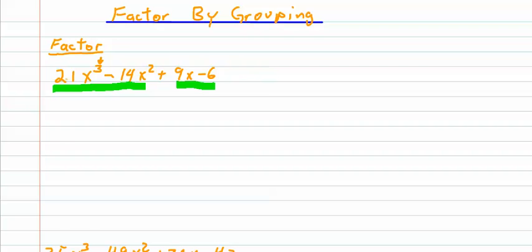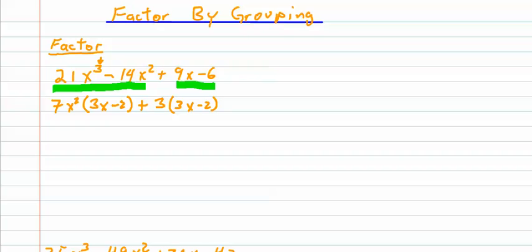So, greatest common factor of 21 and 14 is 7. X cubed and x squared is x squared. And then we're left with 3x minus 2. That was my earlier mistake. I forgot the 3. Plus, greatest common factor here is 3. And we have 3x minus 2.